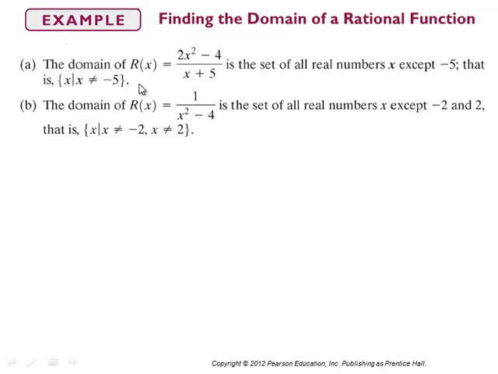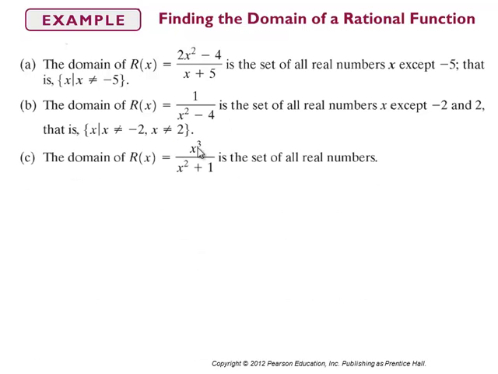Okay. Here's another rational function, 1 over x squared minus 4. If you set x squared minus 4 equal to 0, solve for x, you get plus or minus 2. So we'll exclude those two numbers from the domain. Here's another example, x cubed over x squared plus 1. Now, x squared plus 1 is never going to be 0 for any real number x. So the domain for this function is going to be the set of all real numbers.